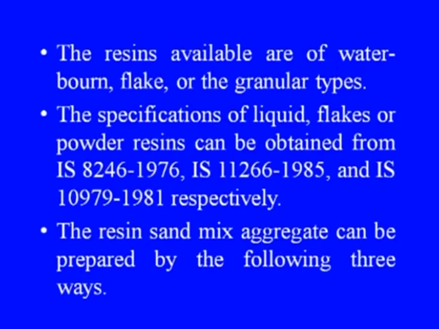The resin sand mix aggregate can be prepared in the following three ways. Number 1, warm coating process. In this process, a sand formulation with a liquid solvent solution is used and curing takes place at around 80 degrees centigrade. The process is simpler than hot coating, but the quantity of resin consumed is larger.